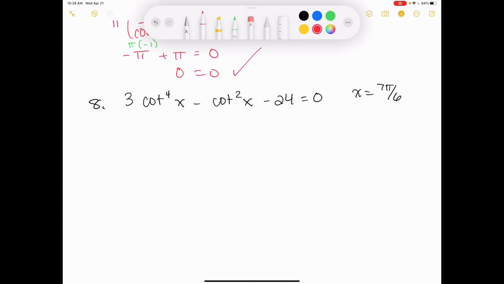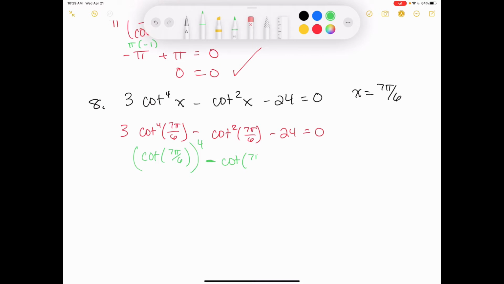All right. I can do patterns. So I'm going to plug in 7 pi over 6 anywhere I see x. So 3 cotangent to the 4th of 7 pi over 6 minus cotangent squared of 7 pi over 6 minus 24 is equal to 0. Okay, things to keep in mind here. The way this is written, this is the same thing as the cotangent of 7 pi over 6, the whole thing raised to the 4th. So that's how you're really going to want to think about this.